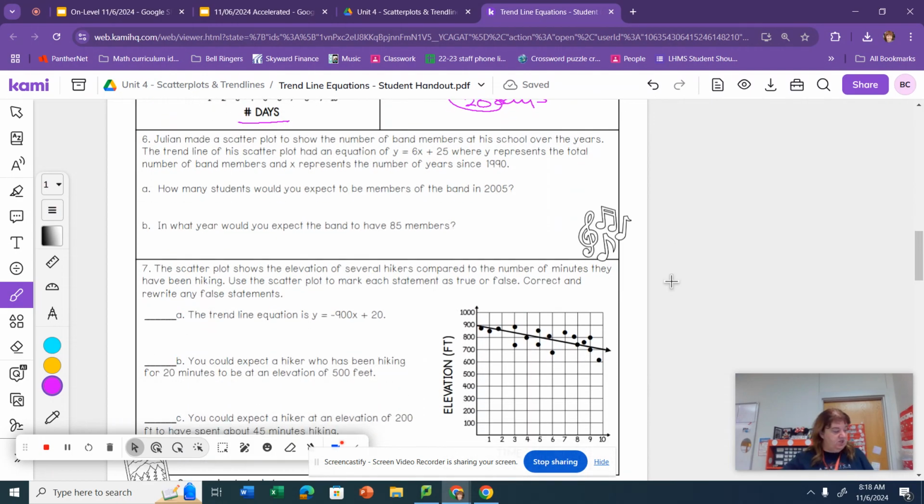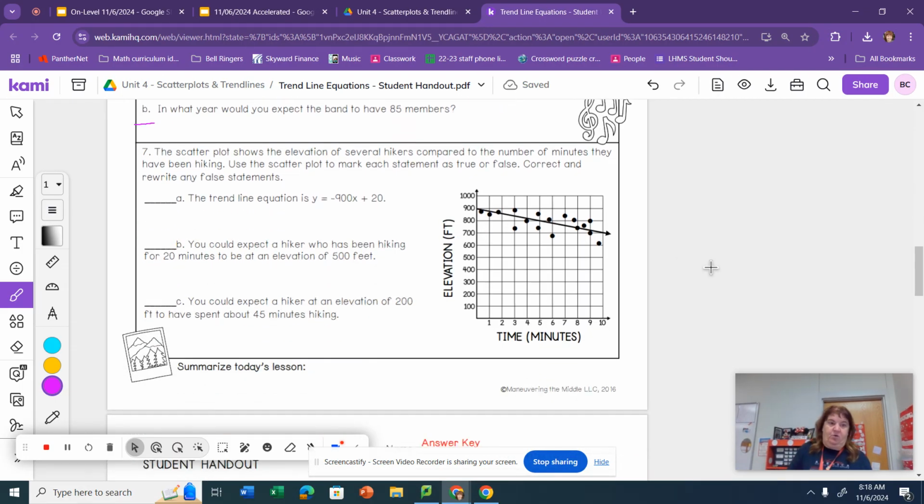How about, let's answer A and B on this one. See if you can do A and B. How did you do? I hope you did okay. And then let's do number 7 on your own. Number 7. And again, you're just going to say true or false. That's all you have to say is true or false. I'm not so worried about the actual answers for the ones that are false.